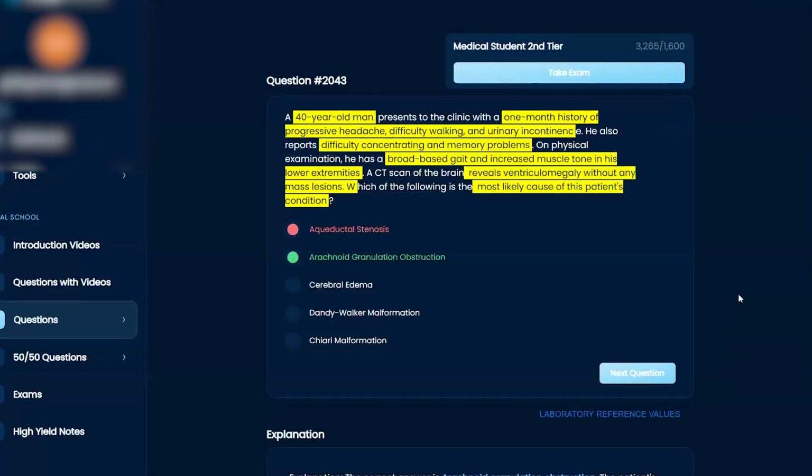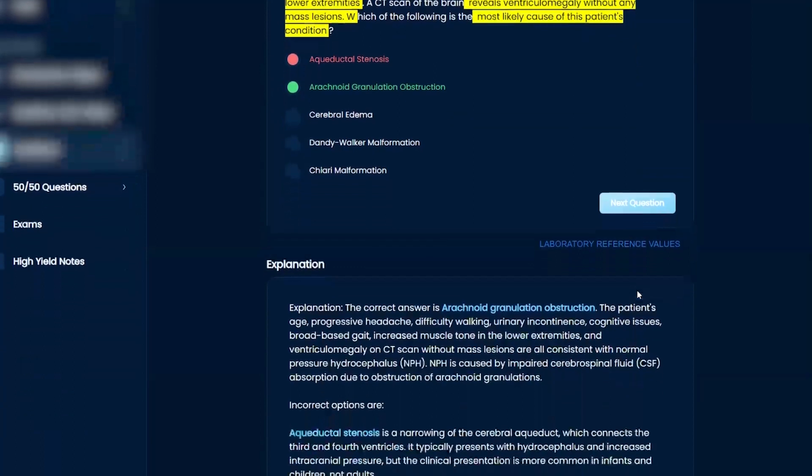Okay. So I think that your thought process is pretty good. This one's a little bit of a tough one, right? So cerebral edema, unlikely, right? You're going to see that on a CT scan. Your brain's going to be a little bit swollen. Dandy-Walker malformation, very specific, right? Chiari malformation, very specific. You can see that cerebellar tonsil that's going to be pushed down, right? But let's look at the differences here.